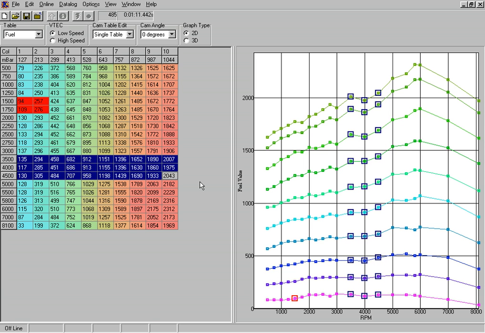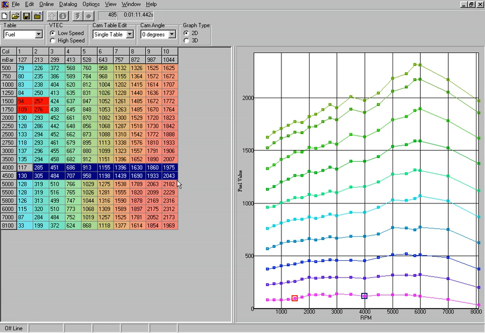Okay, we need a little bit more fuel at 4.5 and 4,000 RPM. And we need a little bit more fuel at 3,000 RPM to make the curve nice and smooth.